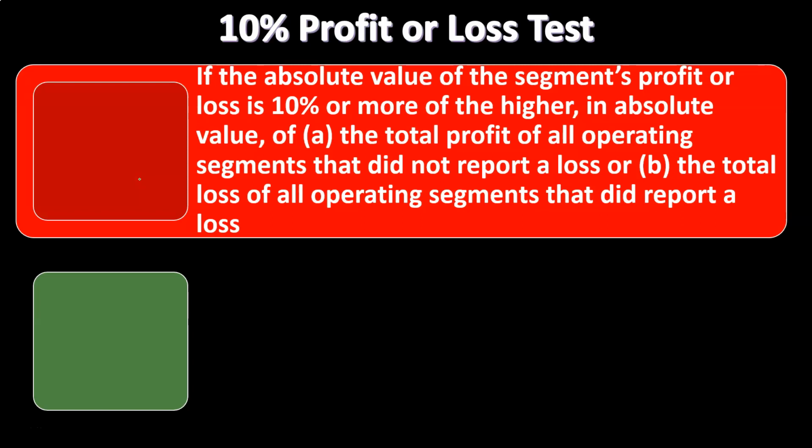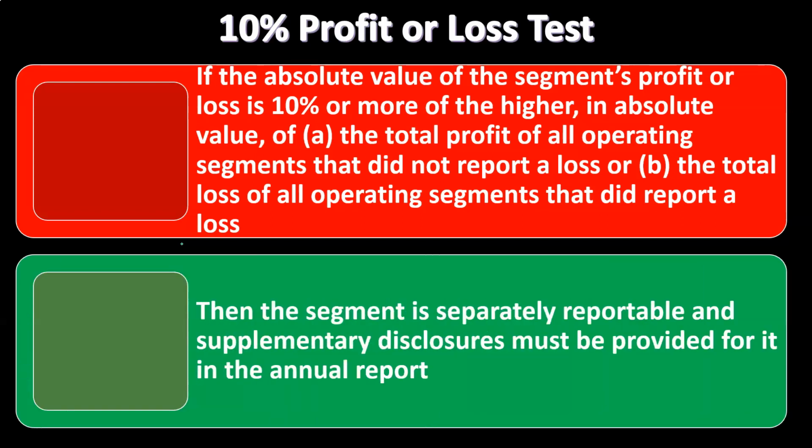Then we have the 10% of profit and loss. So now the next test is looking at the bottom line of the income statement as opposed to the top line. If the absolute value of the segment's profit or loss, so absolute value, whether we have an income or loss, is 10% or more of the higher in absolute value of A, the total profit of all operating segments that did not report a loss, or B, total loss of all operating segments that did report a loss, then the segment is separately reportable and supplementary disclosures must be provided for it in the annual report.